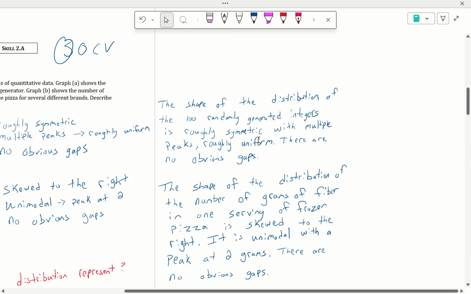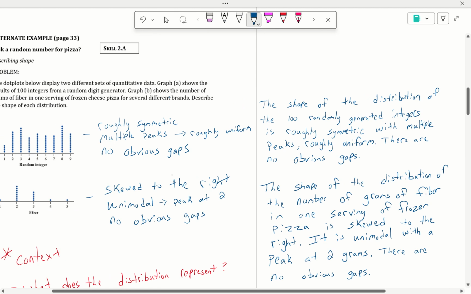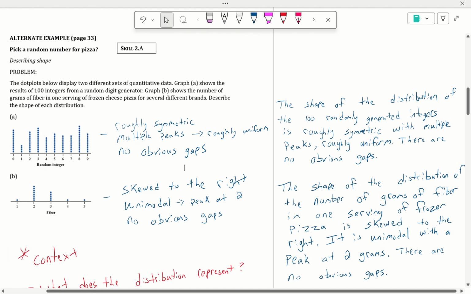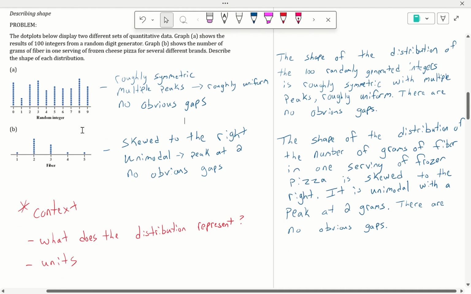So when we put this into some nice, neat AP stats language, it looks like this. The shape of the distribution of the 100 randomly generated integers is roughly symmetric with multiple peaks, which makes it roughly uniform. There are no obvious gaps. We do want to use context here. The 100 randomly generated integers, let's make sure we mention that when we describe the shape.